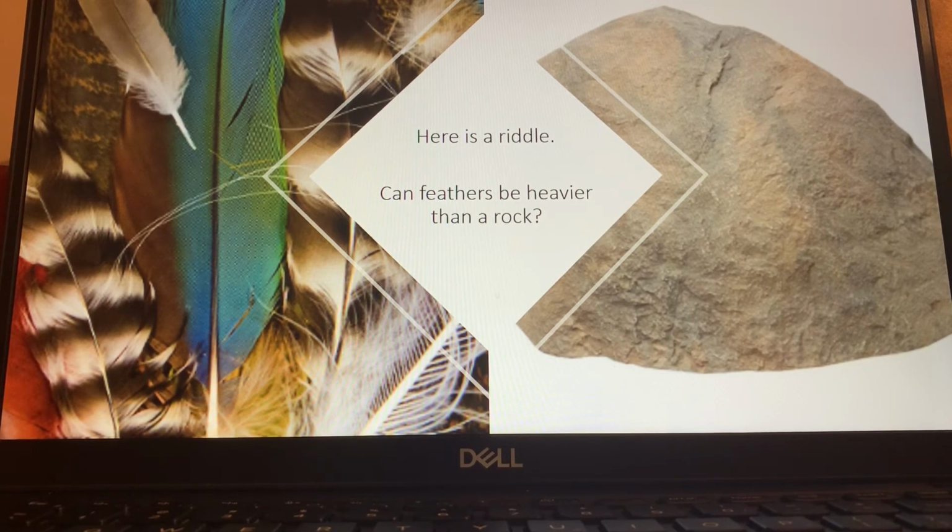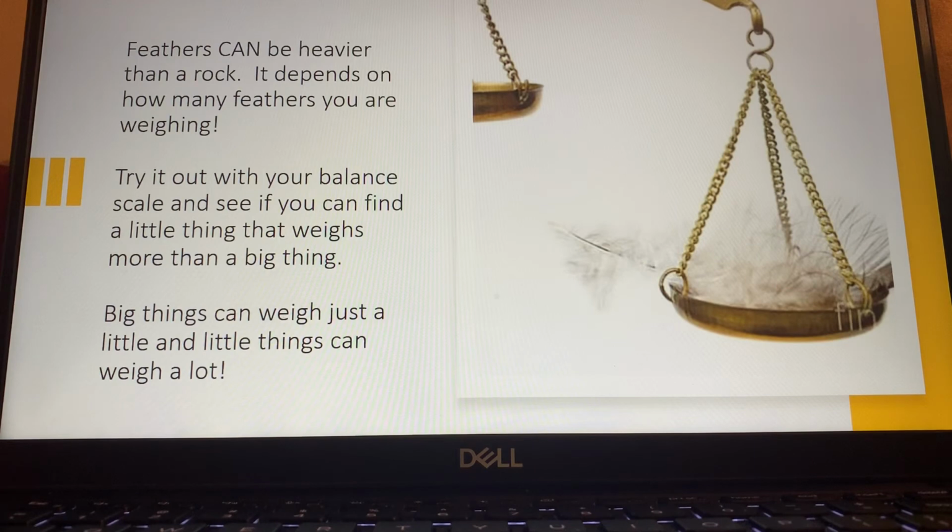So here's the thing. With feathers, one feather is very light. But if you have a lot of feathers, they get a little heavier. It also depends on the size of your rock. You can have little pebbles, you can have medium-sized rocks, you can have bigger rocks. If you are comparing feathers to a rock, guess what? Sometimes the feathers can be heavier than the rock.